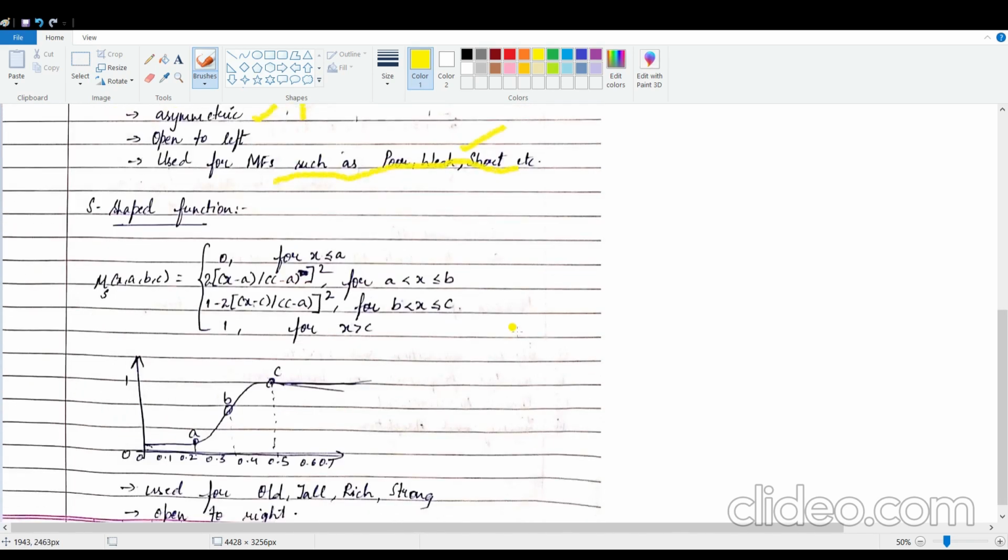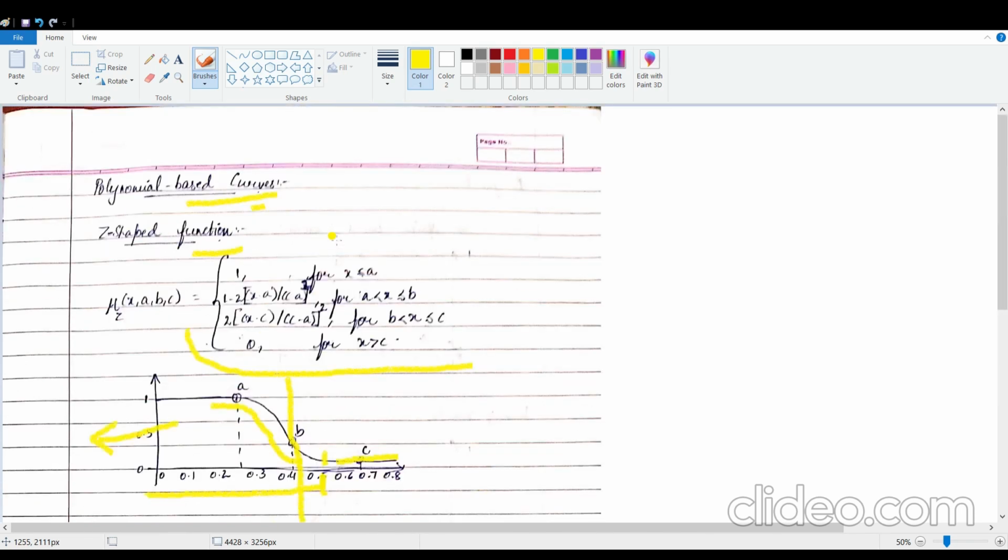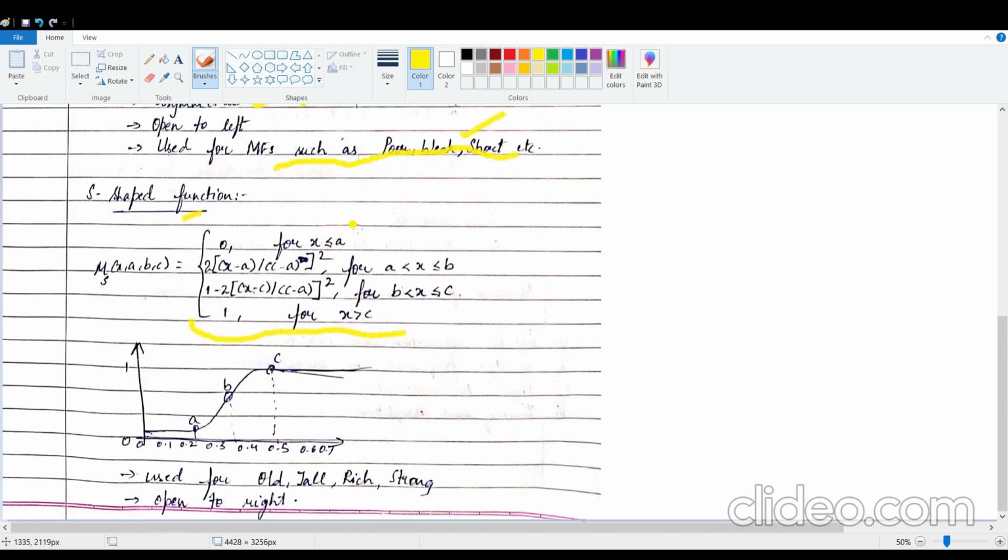Let us look at another function. This is called an S-shaped function. Once again, the definition for this is over here. You guys can have a look at it. And this is exactly the opposite of your Z-shaped function. As you might have already guessed, this is used for all strong words, like all big words: old, tall, rich, and strong. And another property that you could associate with this graph is that it is open towards the right, and the left is pretty much closer to 0. So this is open towards the right.